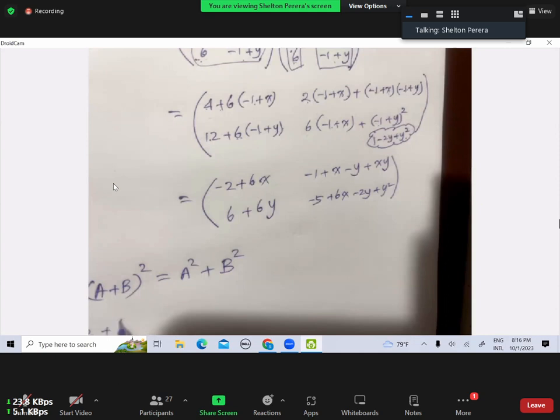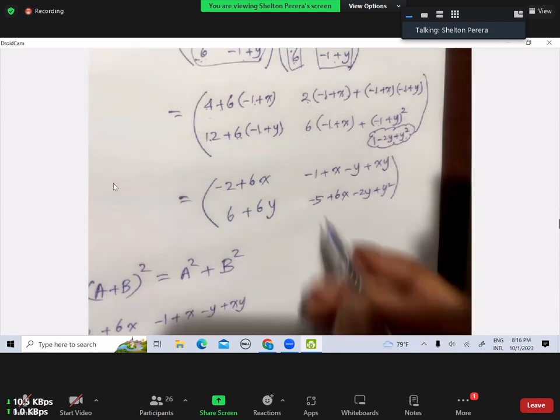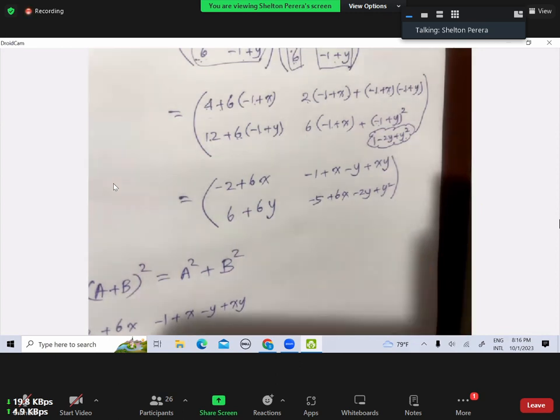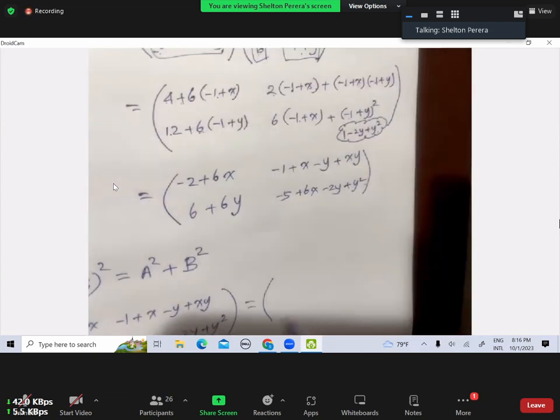-2, difficult to explain, that's why, right? -1 plus x minus y plus xy. It's computationally a bit complicated. 6 plus 6y, -5 plus 6x minus 2y plus y squared. That is (a plus b) squared equals, I want this to be equal to a squared. This is a long way.